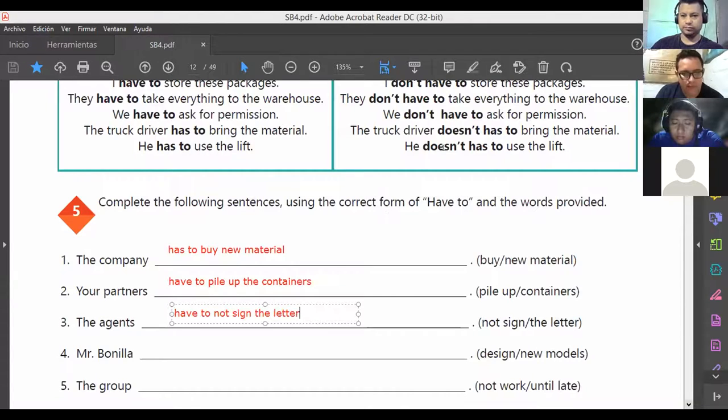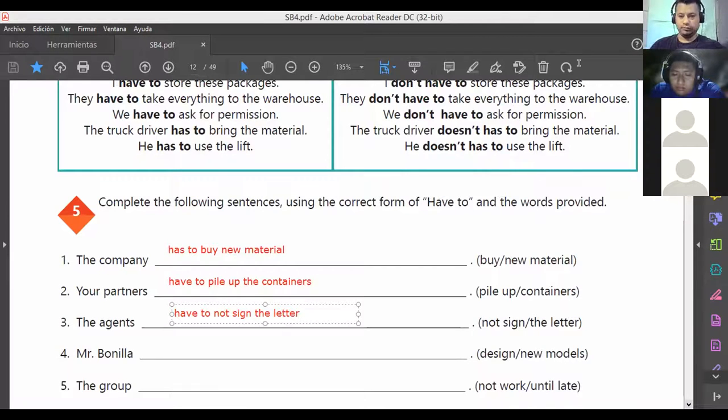Vale, ahora busquemos la forma correcta de la forma negativa. The agent has, don't have. Don't have to. Okay, porque the agent is plural, entonces vamos a usar do not. Y sería don't have to sign the letter, okay? No es la obligación de los agentes firmar la carta, ¿sí? The agents don't have to sign the letter. Thank you very much, Magdiel.